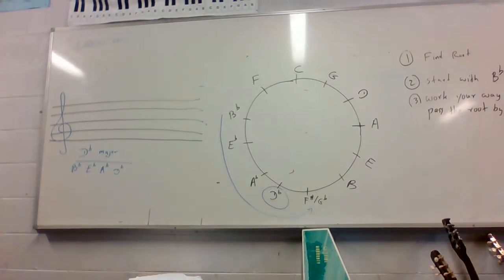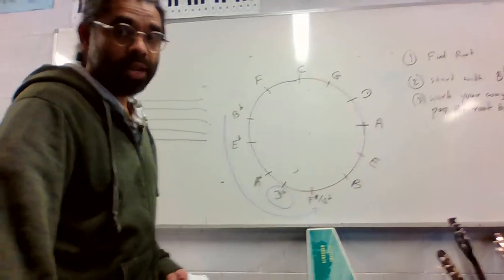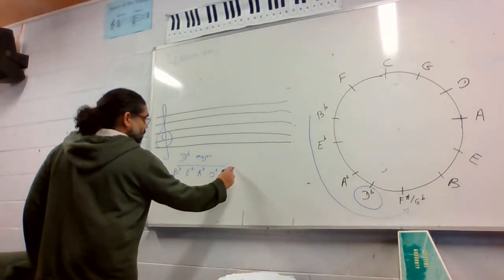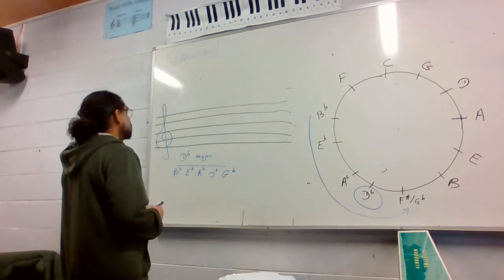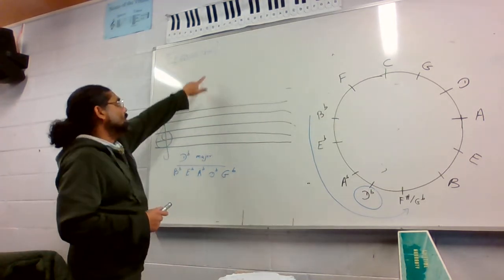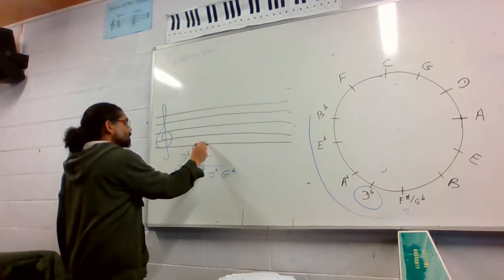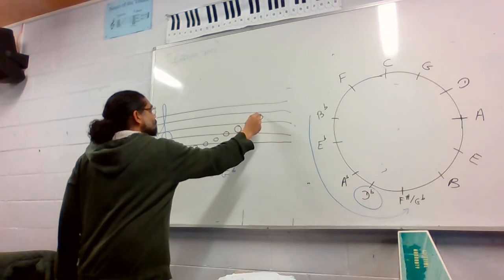Now, will we write F sharp or will we write G flat? Should we write F sharp or G flat? Because they're the same thing. Remember, we're dealing with a flat key, so we can't write F sharp. We have to write G flat. So now, the next step is to write the scale. Again, I wouldn't start up here, because then you'll end up with a whole bunch of ledger lines. So I'll start down here. D, E, F, G, A, B, C, D.